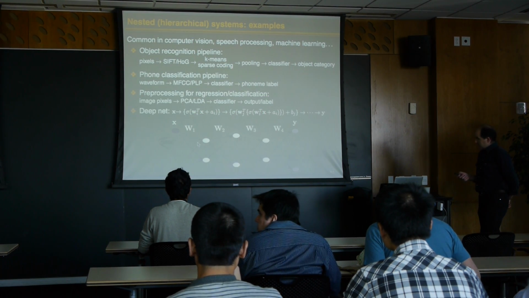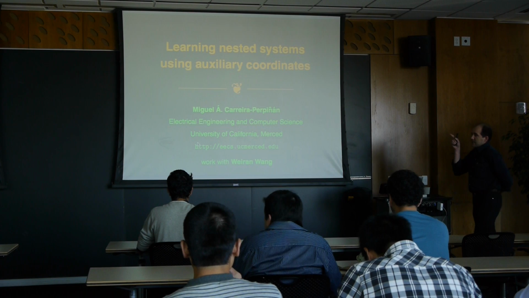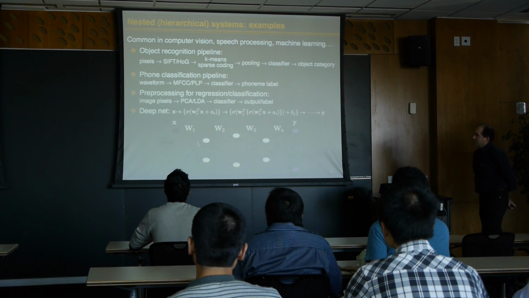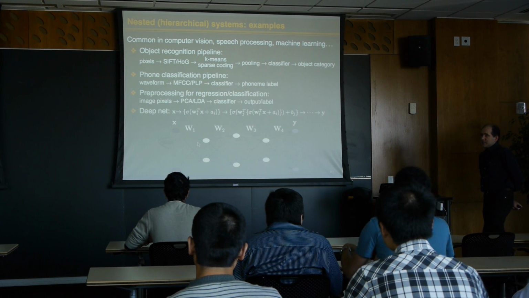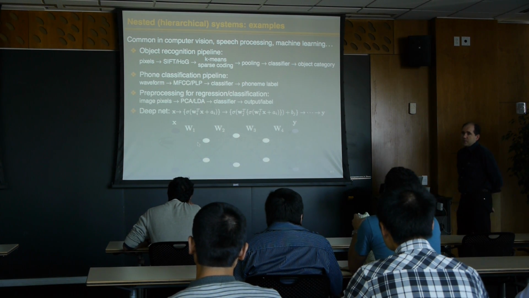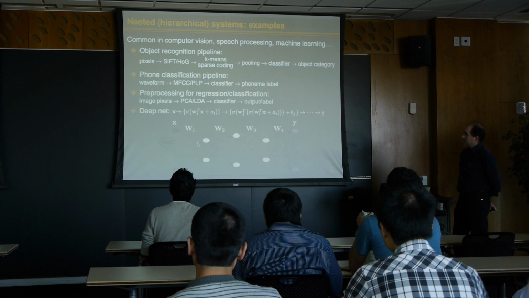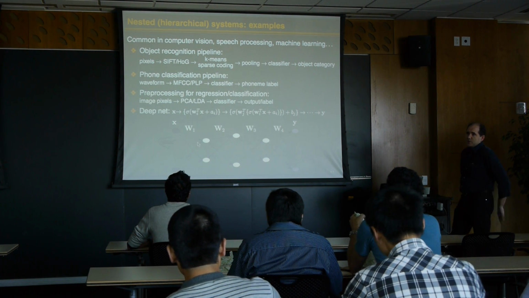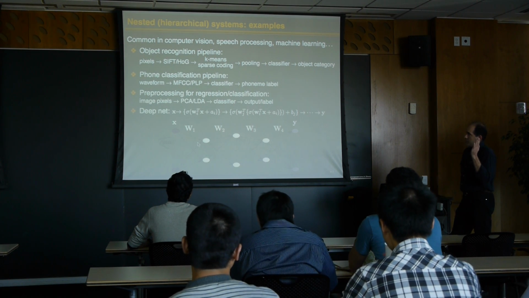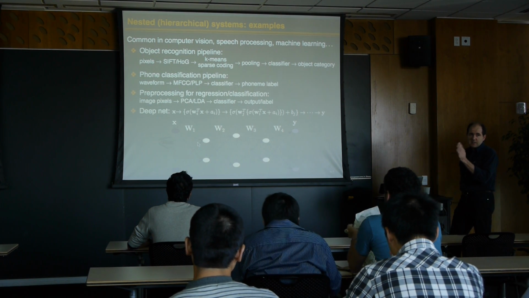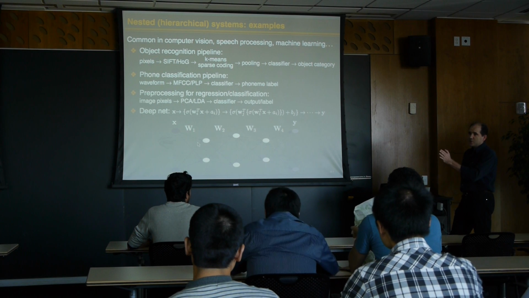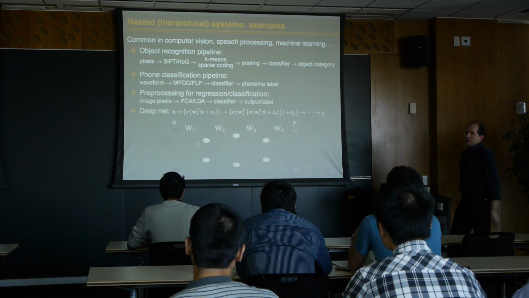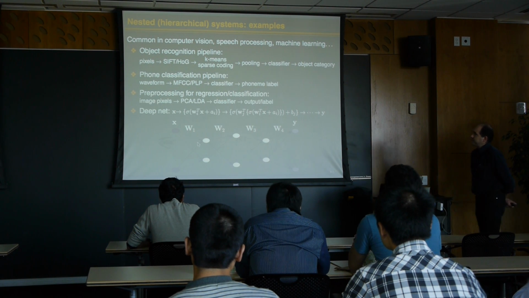Okay, so the topic of the presentation is learning nested systems. I'm going to explain what I mean by that. I call a nested, or you can call it hierarchical system, essentially a sequence of processing layers. For example, in computer vision, you have object recognition pipelines where you start from the image and then you apply processing such as extracting features, like SIFT features. Then you may do sparse coding, pooling. At the end, there may be a classifier that outputs a label for a given object.